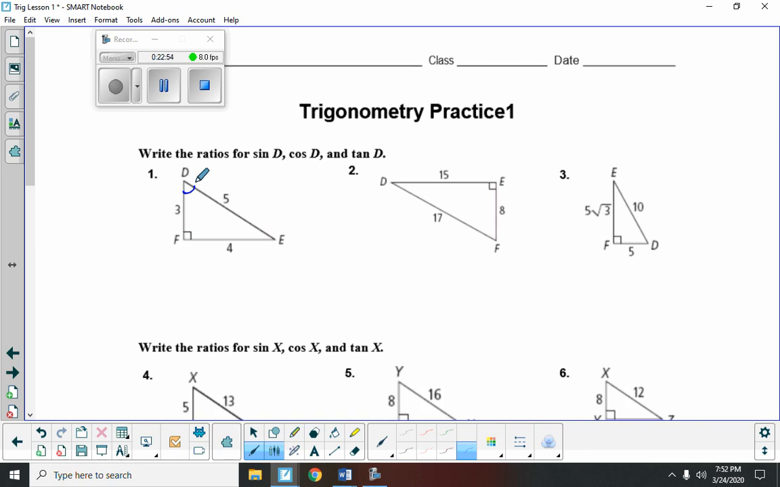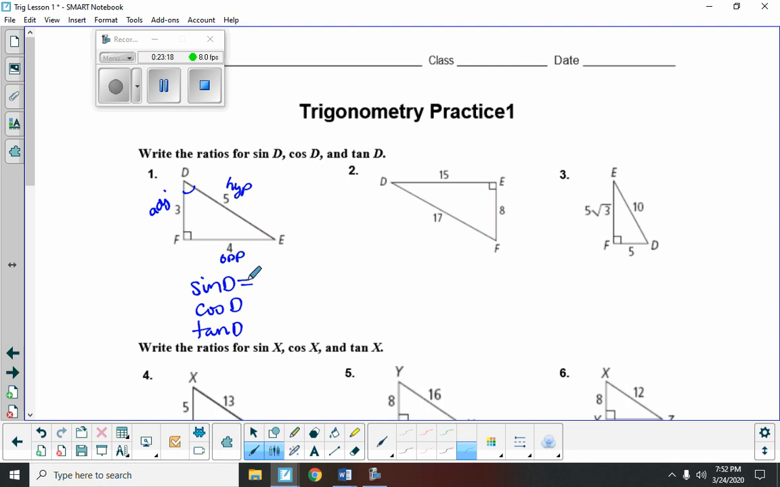So copy the triangles, label. Here is the hypotenuse. This would be the opposite. This is the adjacent. So we want the ratios for sine of D, the cosine of D, and the tangent of D. And I think we'll just write the fractions.